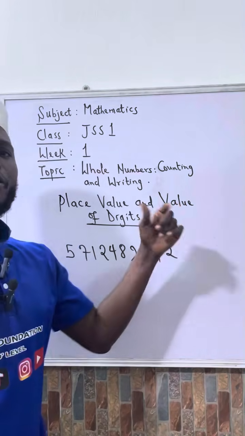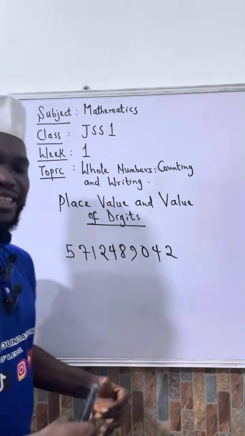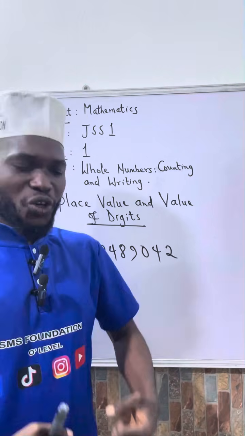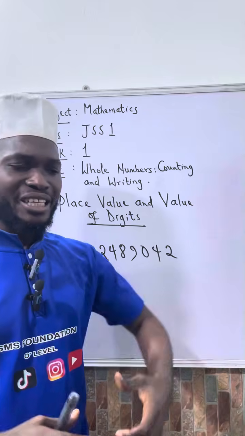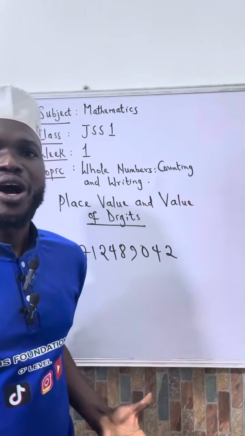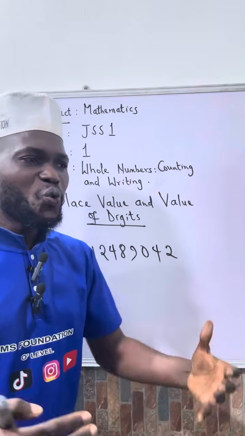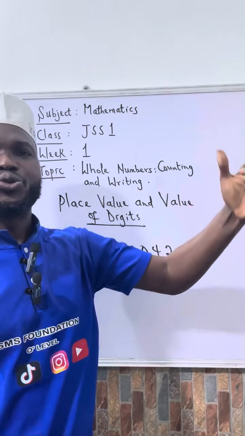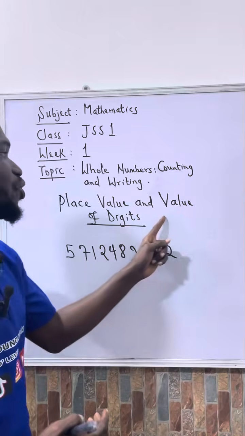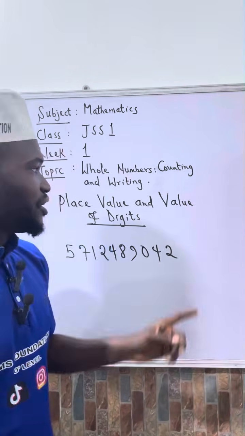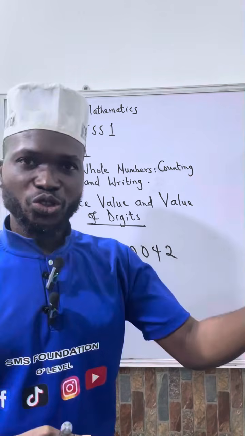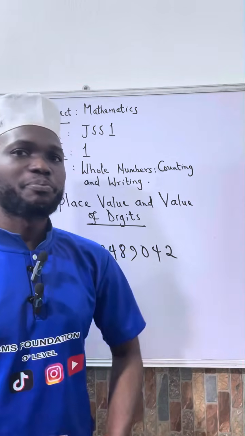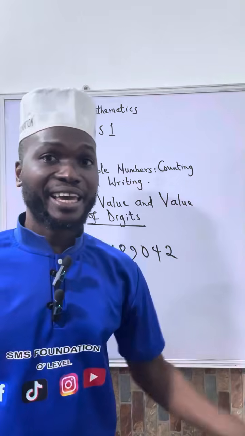But when we are talking about value, value is the worth of that number. What is its worth? What does it stand for? As in, what can you use it to afford? What is the extent of that number? The worth of that number is what we call value. Value is what you can use to buy something. But place value, which is just representing a position, you may not use it to buy anything.